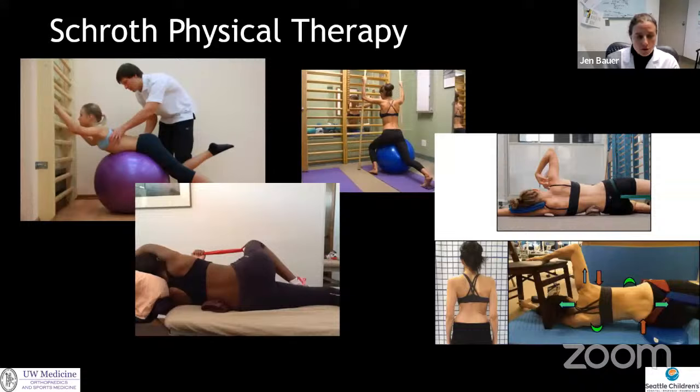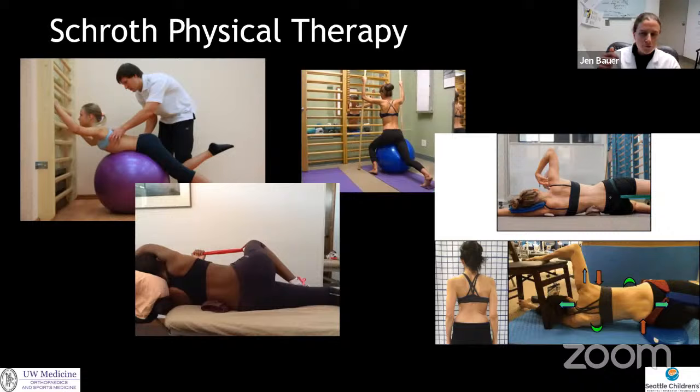There's Schroth physical therapy, which has become more popular over the last probably decade here in the United States. This is a physical therapy that focuses on learning how to hold their curves open and in a corrected position and strengthening the muscles that allow them to do that. We see that perhaps the best study shows that maybe this prevents a progression of at least 1 degree per year, and what does that look like for patients and how well do they do with those things.